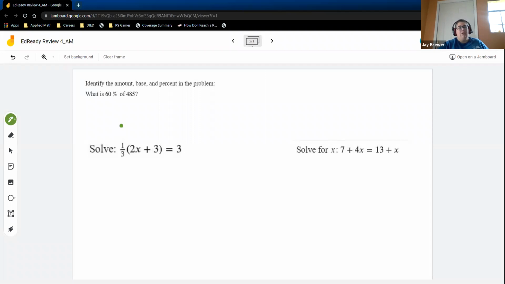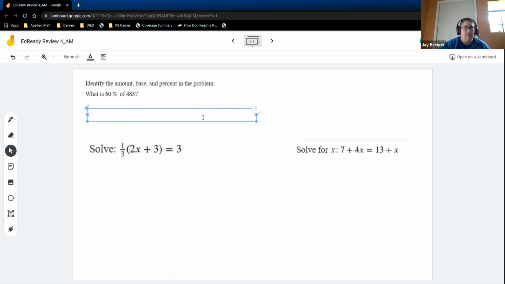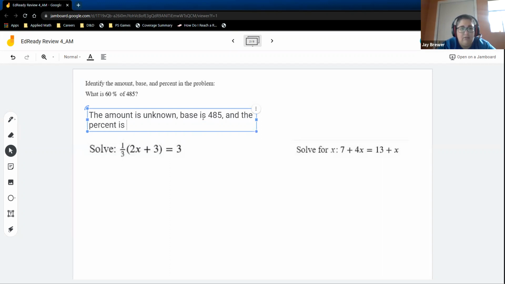All right. So for this one, I'm going to actually show you what EdReady wanted, and then I'm also going to show you how to solve it. So it says to identify the amount. The amount here is unknown. So the amount is unknown. The base is 485, and the percent is 60. Right? That's how EdReady wanted you to answer it.